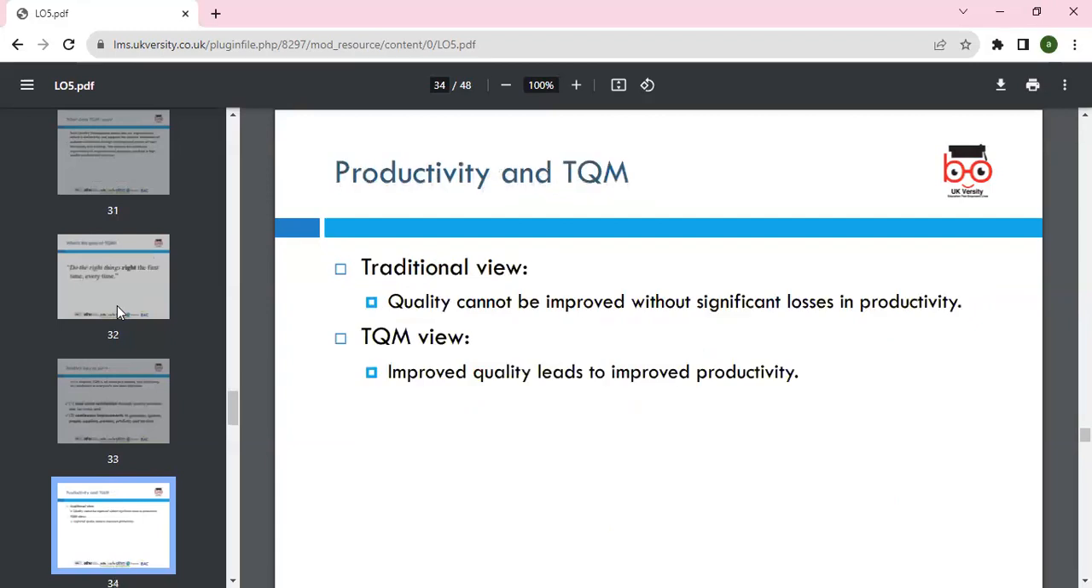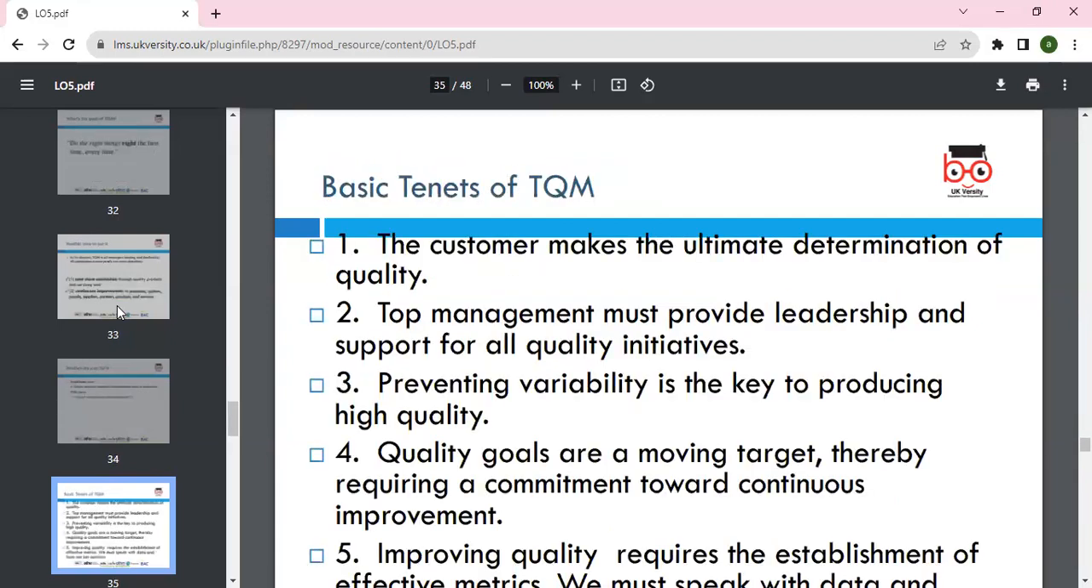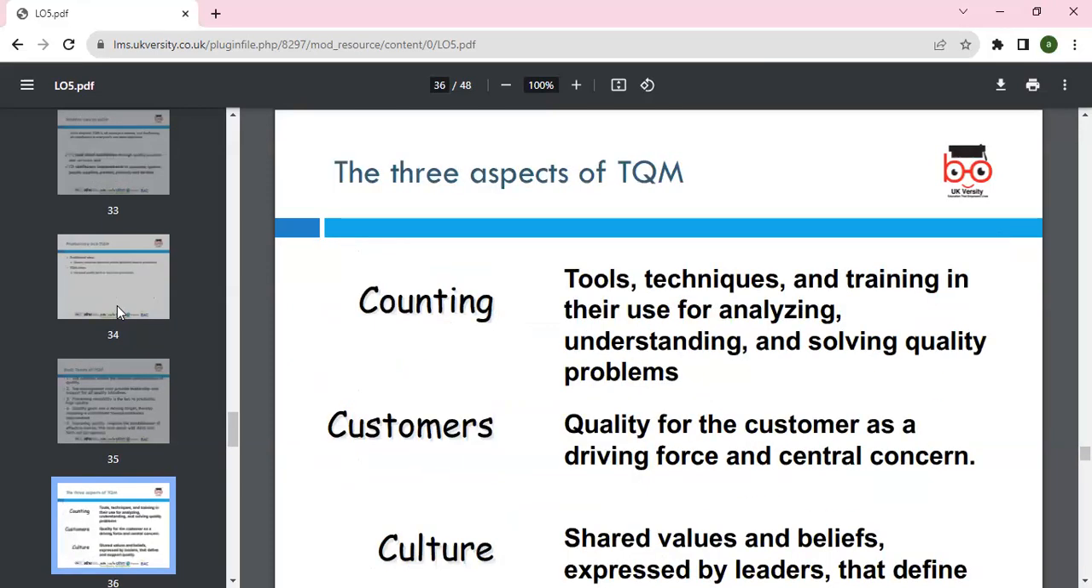All we need to look around. TQM, productivity and total quality management, which we carry on looking at. Basic trends, which we look at, that the customer makes. We look at all the stakeholders and their expectations, again the standard, which we will carry on doing. Counting customer and culture. So we have to count the tools and techniques to inline the quality. We need to look at the customer quality and we have to create the culture.